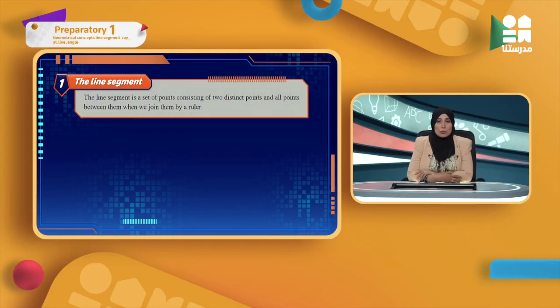The first concept is related to the line segment. It's a new concept for us. The line segment, what does it mean? The line segment is a set of points consisting of two distinct points and all points between them when we join them by a ruler. So we have to match between the 2 points with our ruler, not by curve or by handwriting.